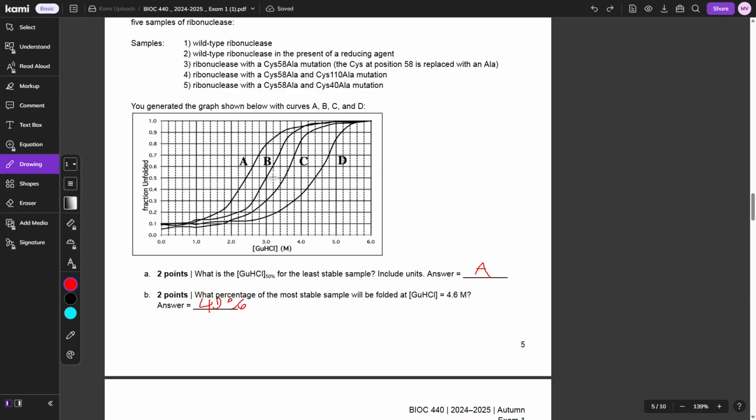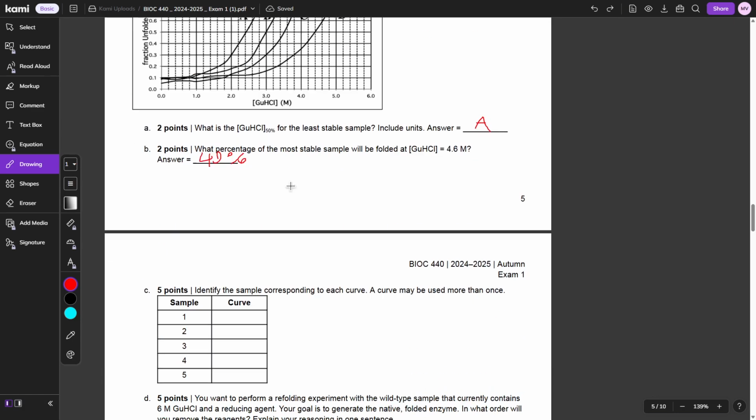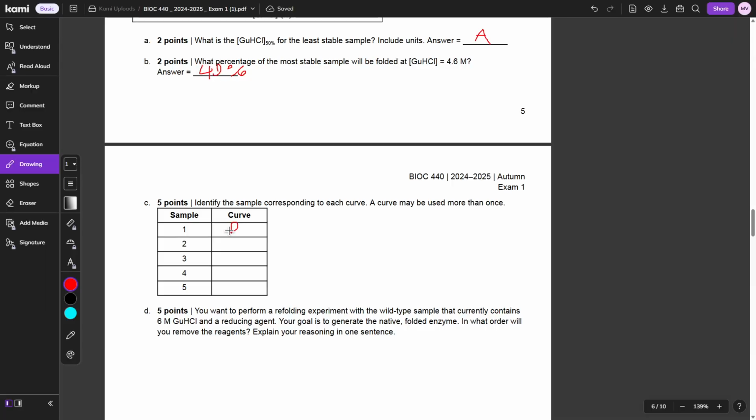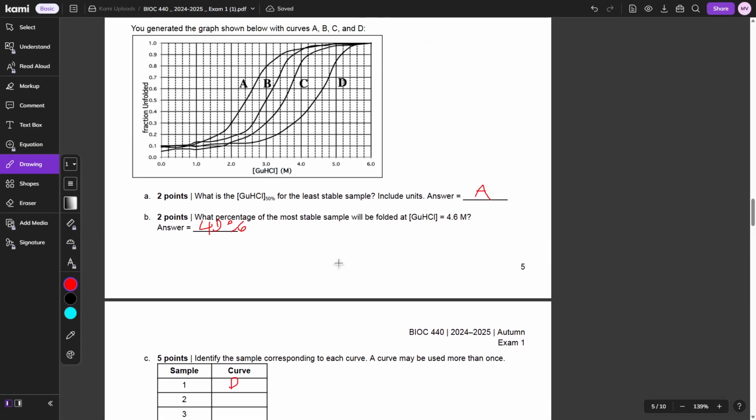Sorry, D. D is the most stable. You got me there. Yeah, D is the most stable, right? So D is the most stable. So sample one is probably D, right? Does that make sense? How we got there, right?